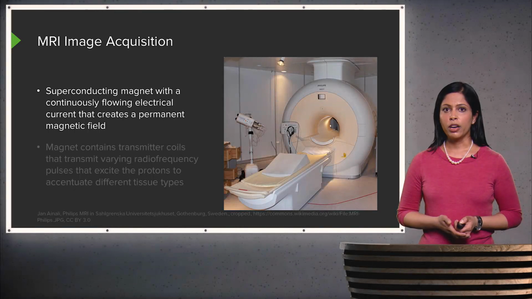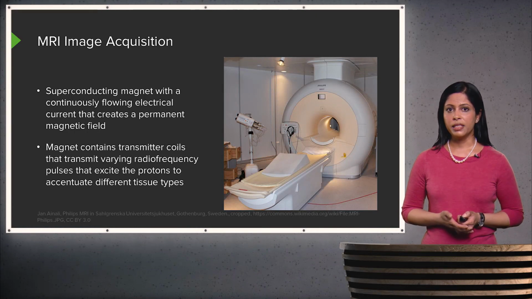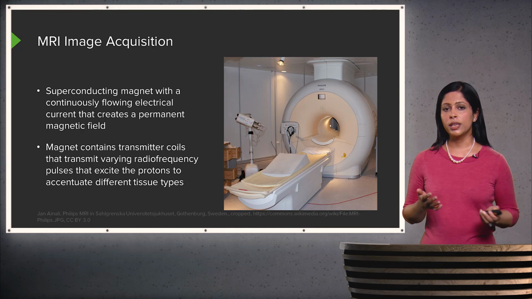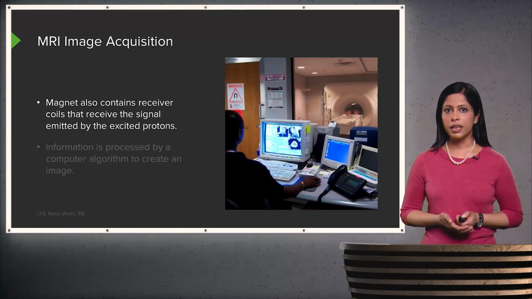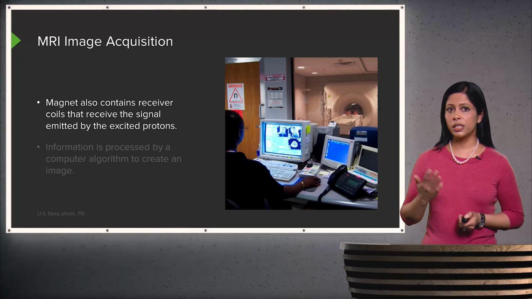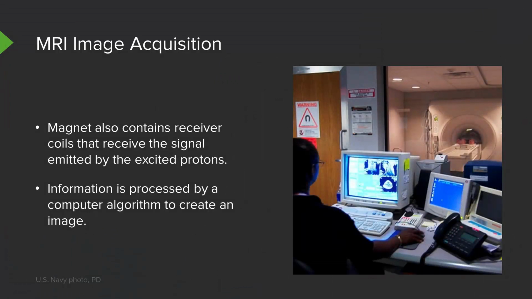MRI images are acquired using a superconducting magnet that has a continuously flowing electrical current that creates a permanent magnetic field. The magnets contain transmitter coils that transmit varying radiofrequency pulses that excite the protons to accentuate different tissue types. The magnet also contains receiver coils that receive the signal back that's emitted by these excited protons. And the information is then processed by a computer algorithm, and that algorithm generates an image.